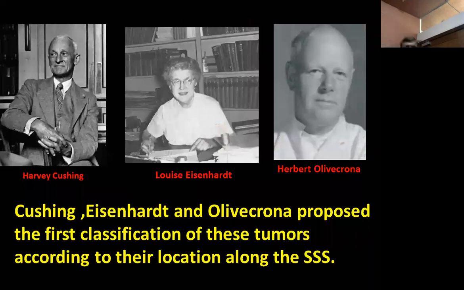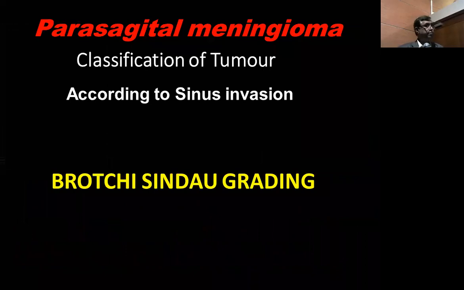Cushing and Eisenhardt and Oliver Krona from Sweden were the first to classify these tumors according to their location along the superior sagittal sinus. That's back in the 1900s, so the beginning of last century. And then Bruce and Sindou further classified these tumors according to their relationship with the superior sagittal sinus.